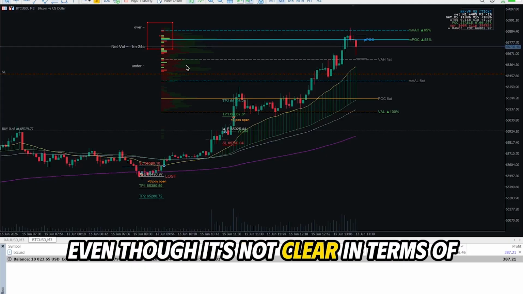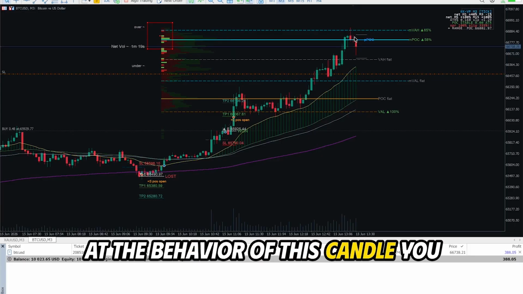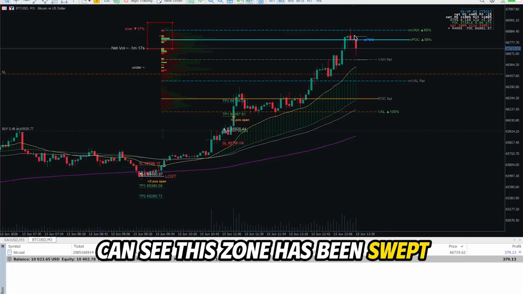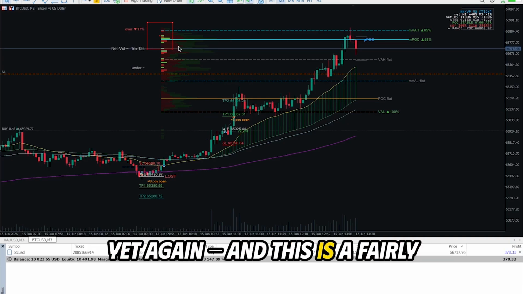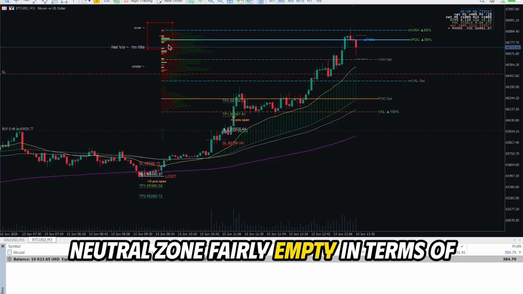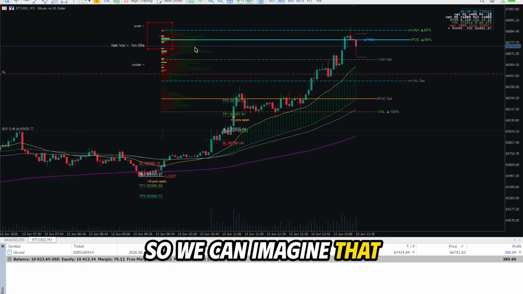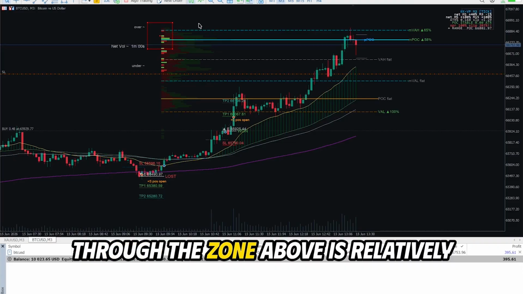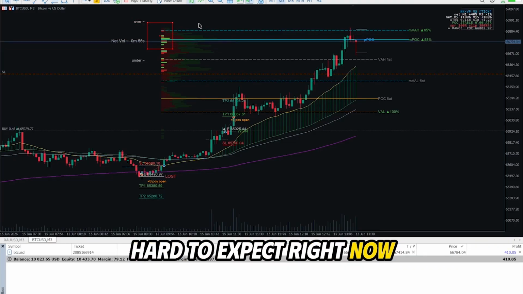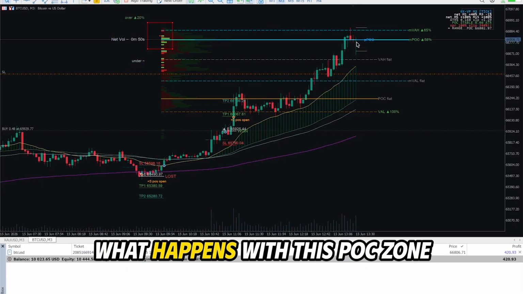Even though it's not clear in terms of transaction count here, looking at the behavior of this candle, you can see this zone swept through again, swept through yet again. And this is a fairly neutral zone, fairly empty in terms of volume. So we can imagine that buyers stepping in to push price up through the zone above is relatively hard to expect right now. So I'm still staying cautious to see what happens with this POC zone.